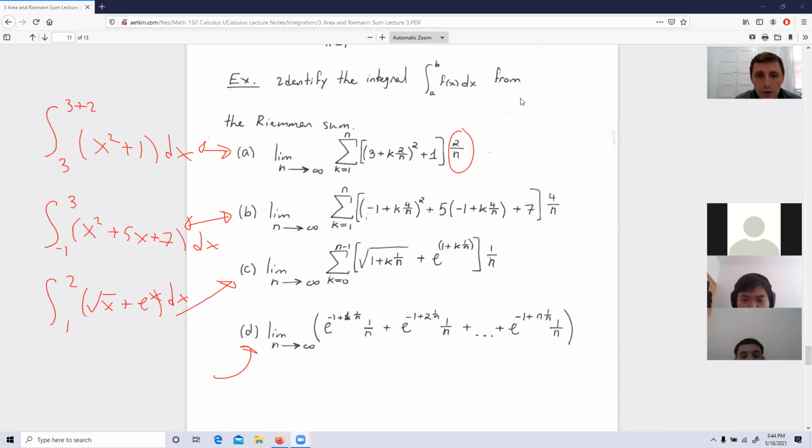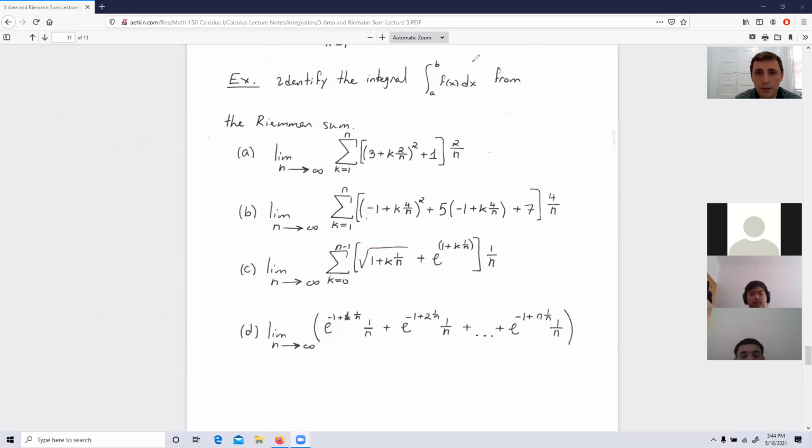Okay, good. The integral from minus 1 to 0 of e to the x dx. Thank you so much. Very good. Are you getting it, guys? Yes. So that's the idea.